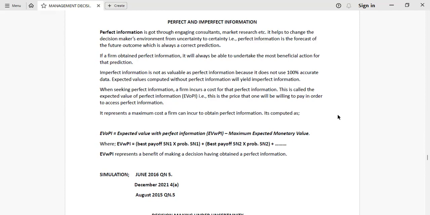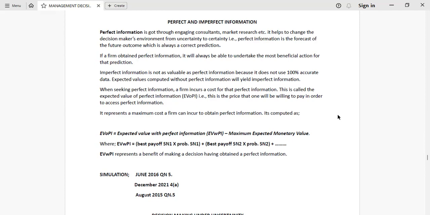So when seeking perfect information, a firm incurs a cost. Because if you want to know, if I invest in this kind of business, am I able to make profit? If you are looking for that kind of information, it means you have to go ahead and look at more information that you are not just going to obtain for free, meaning there is a cost that you are going to incur to be able to receive that perfect information.